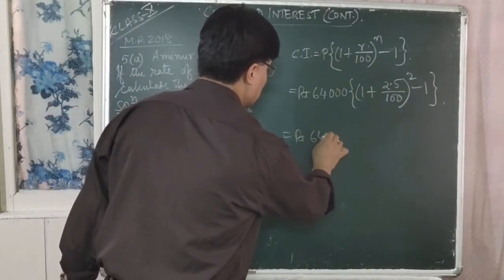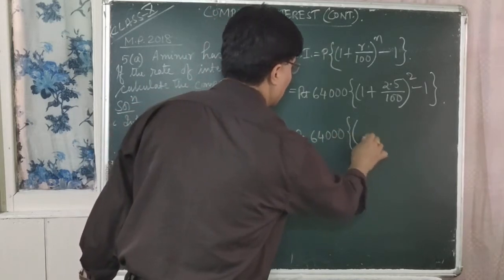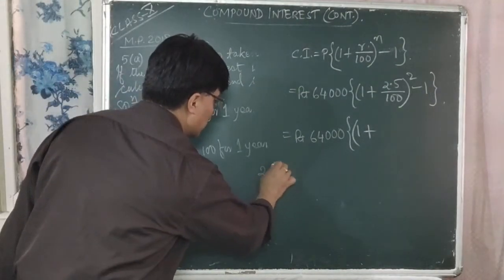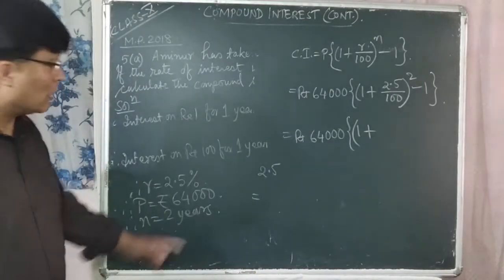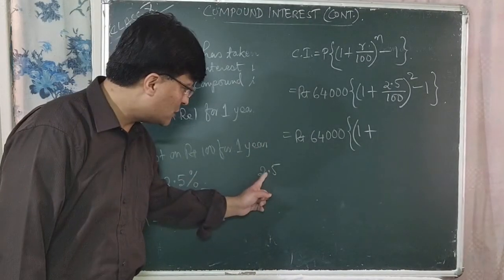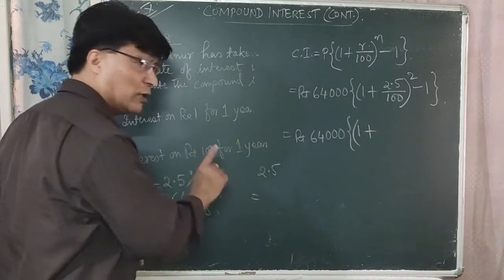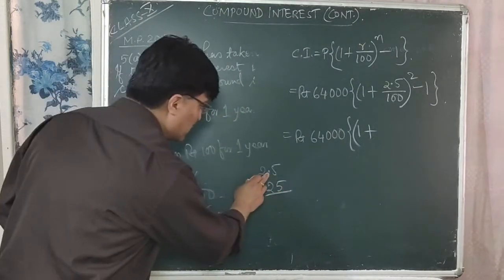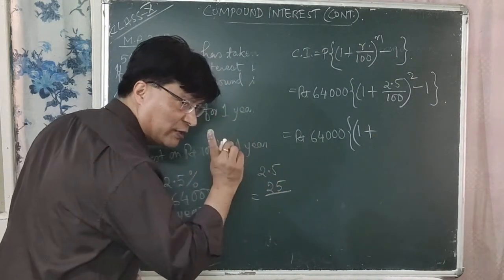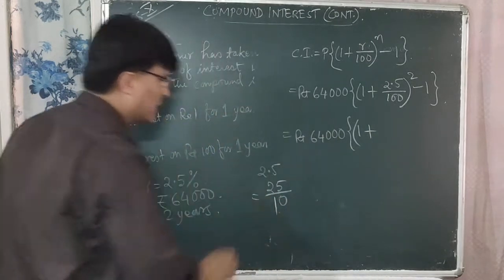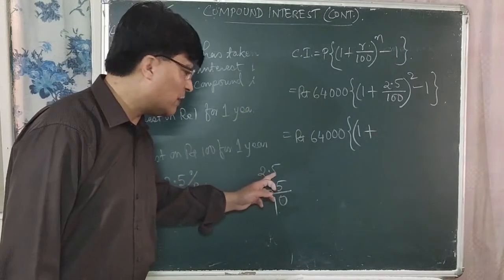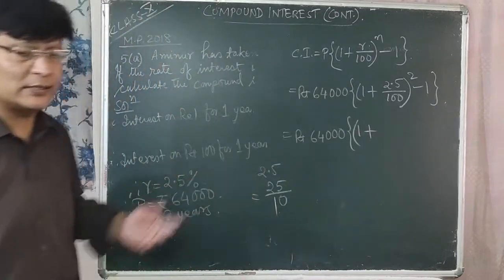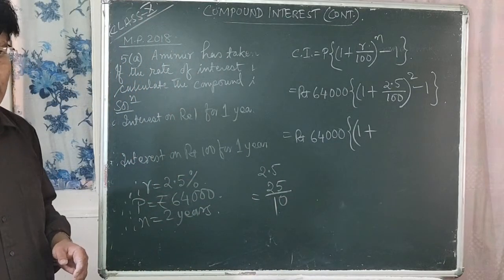Is equal to rupees 64,000. Now within bracket 1 plus, what do you mean by 2.5? How do we write 2.5 as a fraction? Now there is 2.5, so after the decimal point there is only one figure, so you can convert it into a fraction. So how can you convert into fraction? 25 divided by, after the decimal point how many figures are there? Only one figure is there. That means you should write 0 and then you have to write 1. After the decimal point, if there are two figures, then you should write 2 zeros and then 1. That is, it is divided by 100. If there are two figures after the decimal point, isn't it?